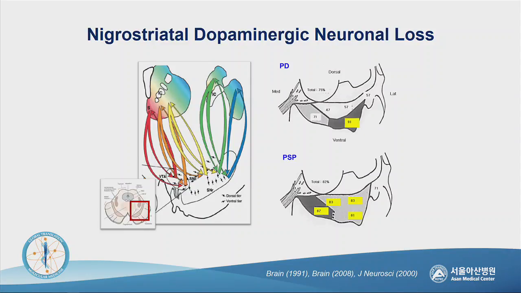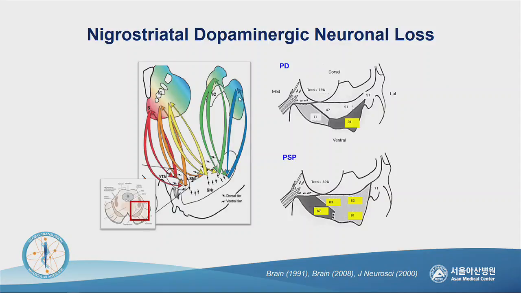This characteristic FP-CIT PET finding results from the pathology in the substantia nigra of the midbrain in Parkinson's disease. As you know, the ventrolateral part of the substantia nigra pars compacta is preferentially involved, and dopaminergic neurons arising from this region innervate the posterolateral parts of the putamen.